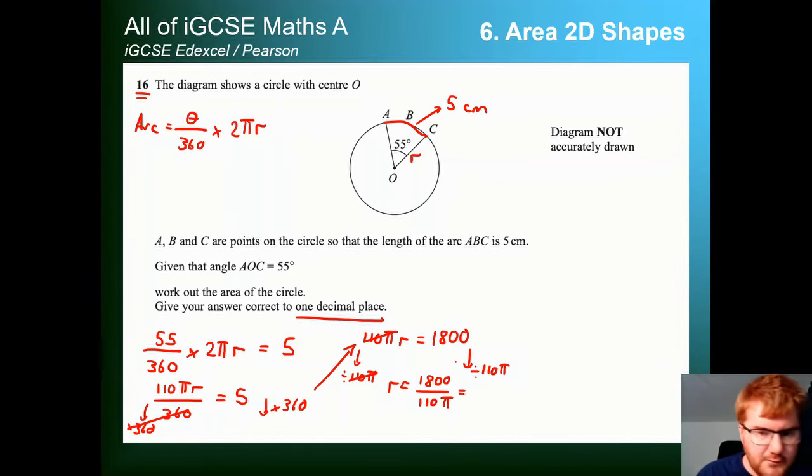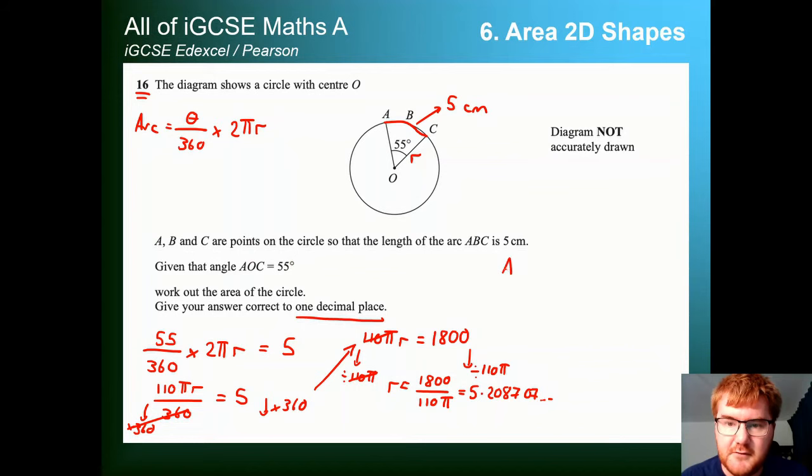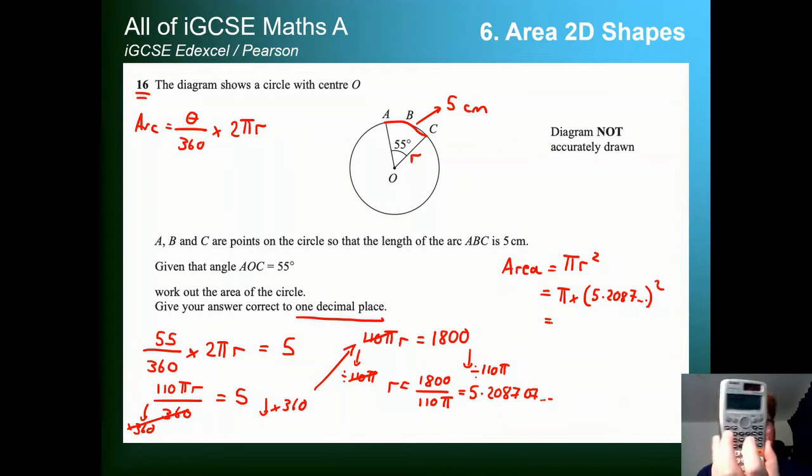Again, if we want to work in decimals, that's absolutely fine as well. Just make sure we write down a lot of decimals though, so we don't get any rounding errors. Yep, so the radius here is 5.208707. Always be paranoid, always write down more than you need. And we want to work out the area of this circle. So the area of the circle is just equal to pi r squared. So we take pi times this radius, which is 5.2087 squared.